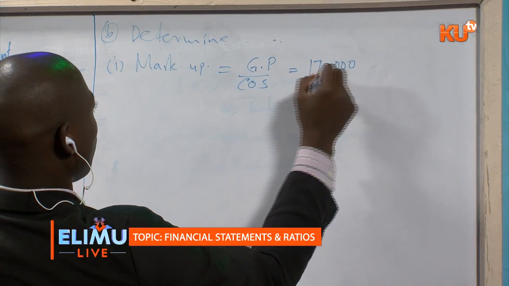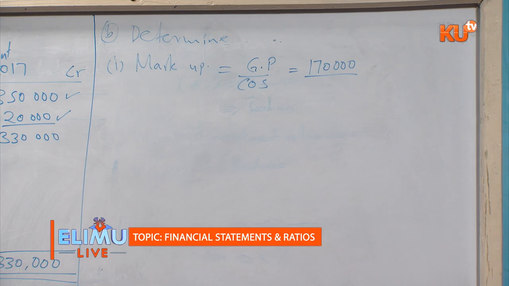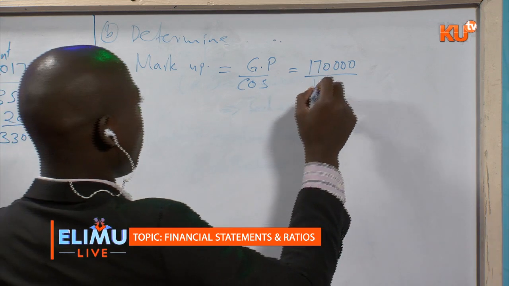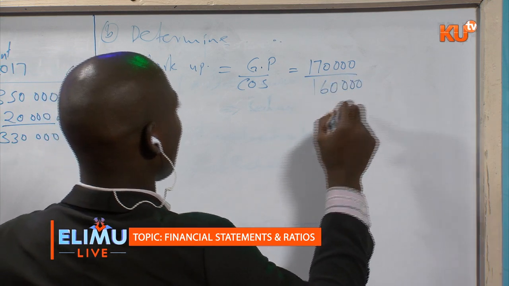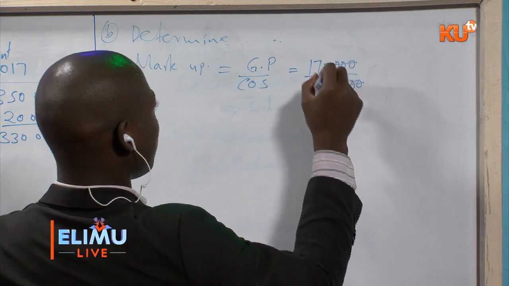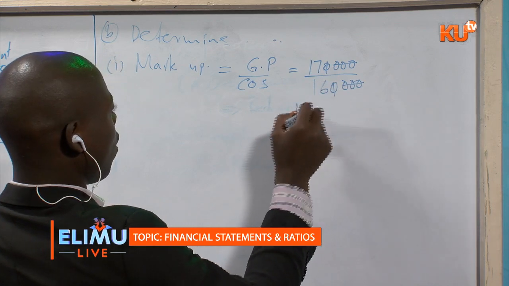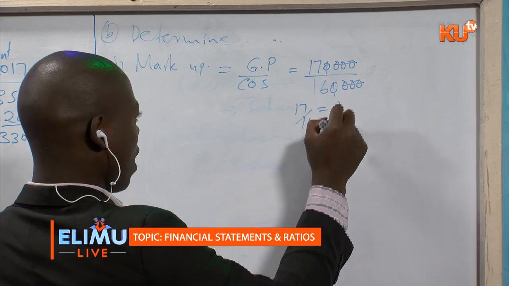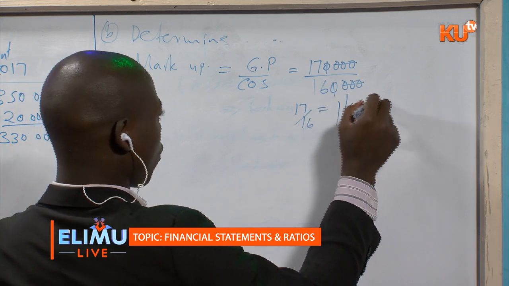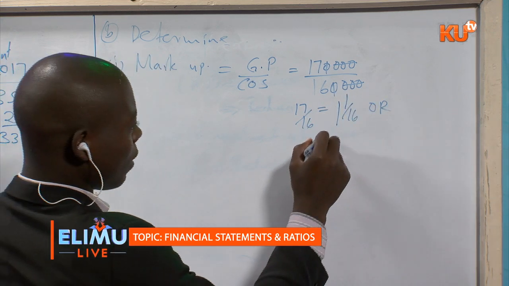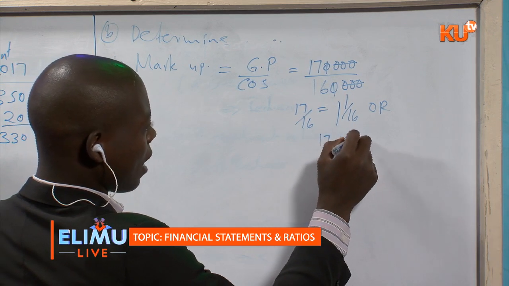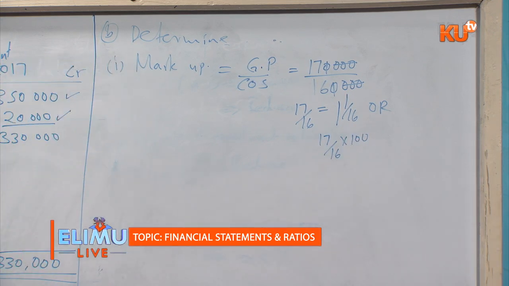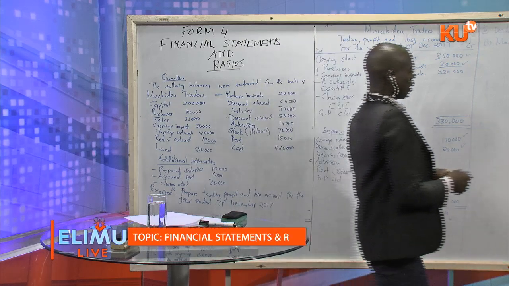170,000, which is the gross profit. Our cost of sale is 160,000. So we divide this one by 160,000. This cancels out, so we have 17 over 16, and we can give it as a fraction, or give it as a percentage: 17 over 16 times 100. That will give you 1700 over 16.